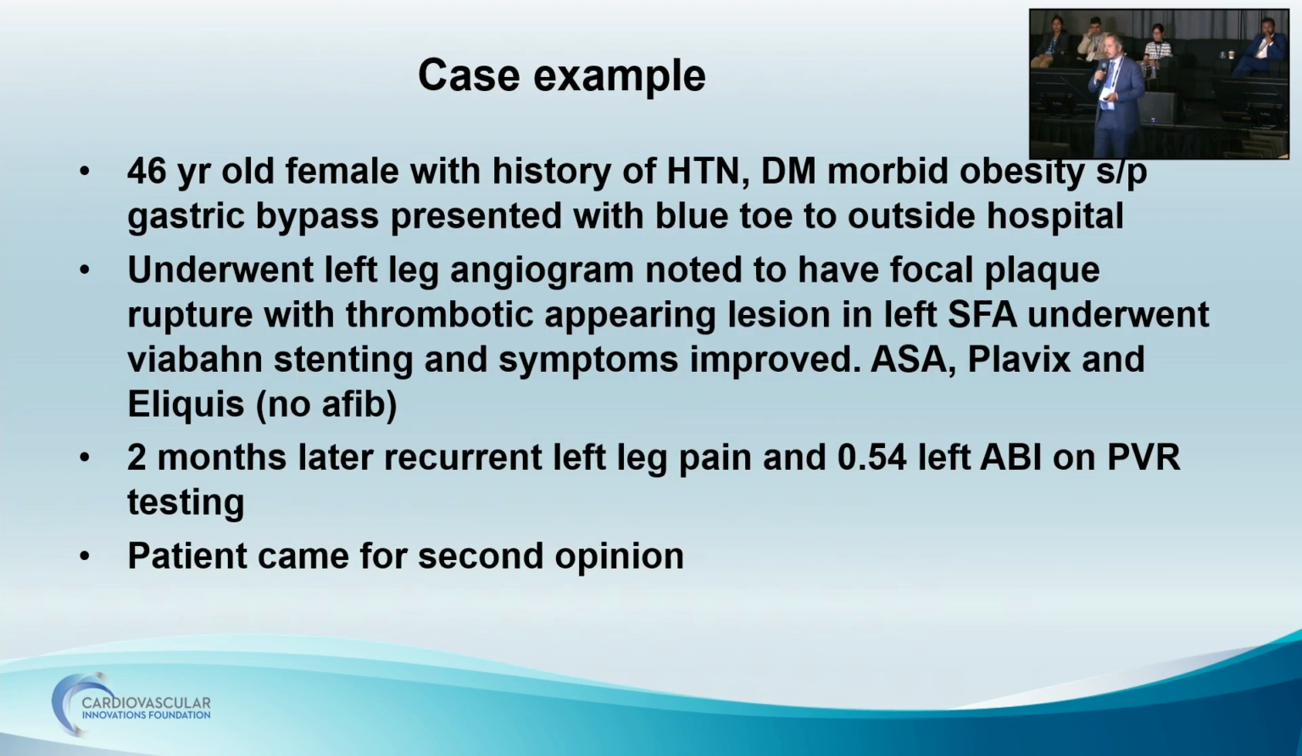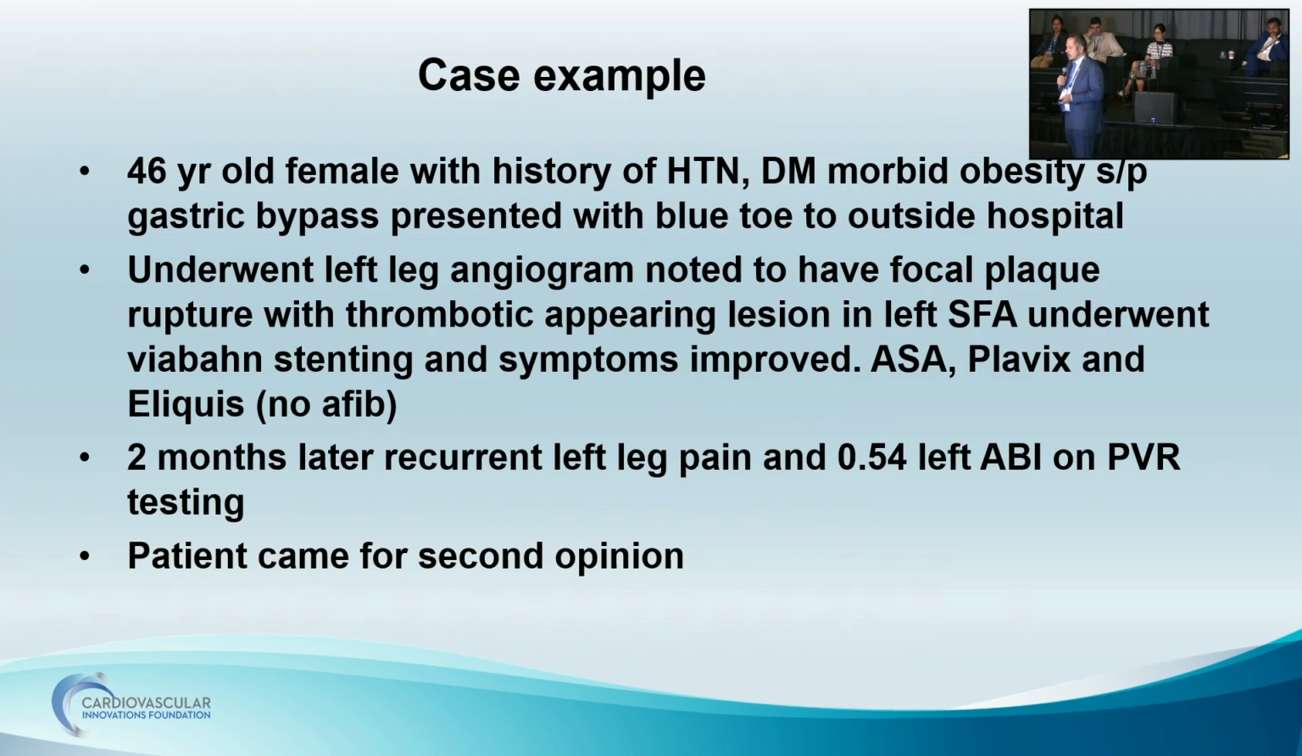So this is a case example. Again, I reviewed the case. Please don't question me about the case. Be nice to me. A 46-year-old female with a history of hypertension, morbid obesity, and gastric bypass. She had an angiogram that showed a focal plaque rupture with a thrombotic-appearing lesion in the left SFA. She had a Viabahn stent, and her symptoms resolved.